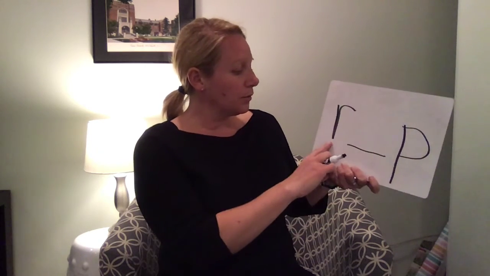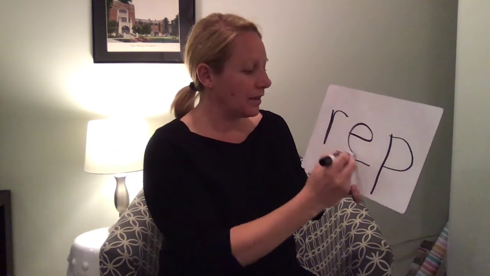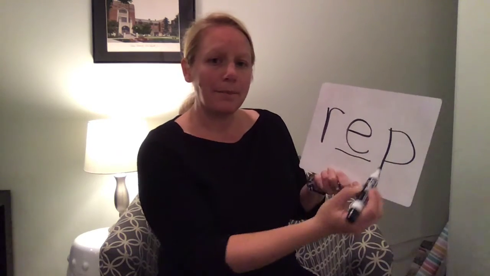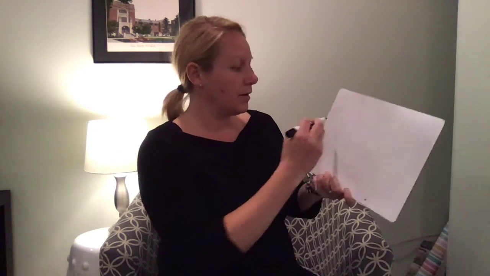Rep. R, E. Look at my mouth. Eh. It's a stretched, tight smile. That means we need E. E, ed, eh. P. Rep. I hope you had E on your paper as well. Here's our next one. The word I'm going to write on my board is the word wib.